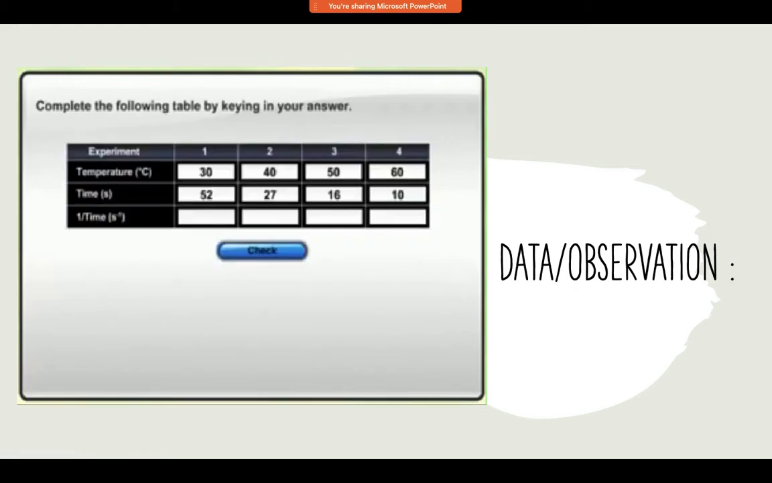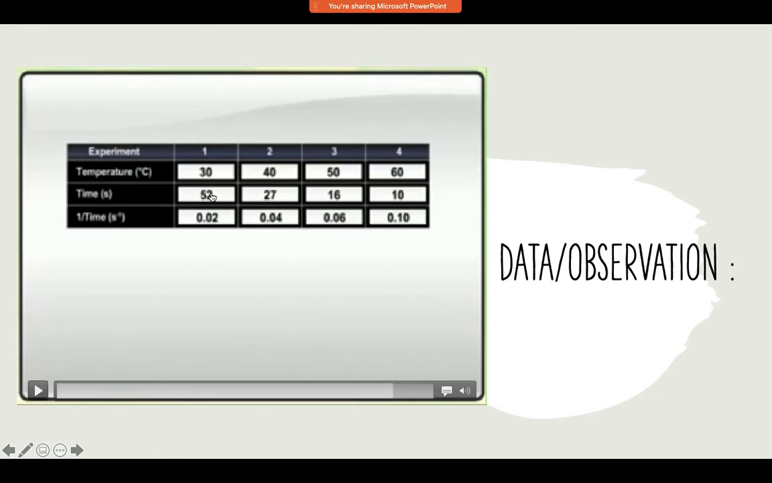Based on the results of the experiment, calculate the average reaction rate at different temperatures. Key in your answers into the fourth row of the table. Then click on the check button. Well done.